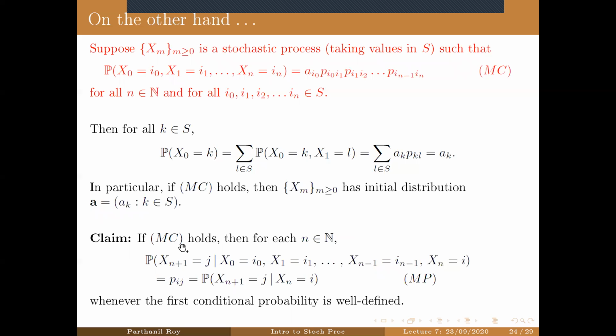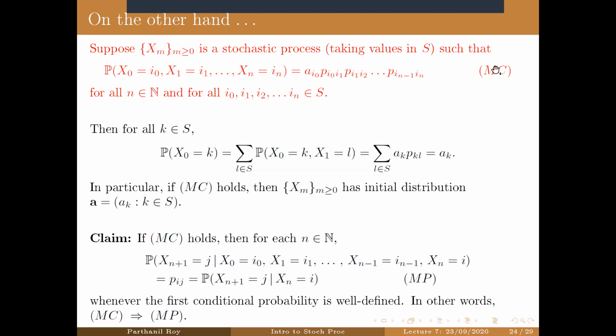Now we claim that if MC holds, then also MP holds. Of course, MP holds provided the conditional probabilities are well defined and so on. So we'll prove it, but let me give you the idea now. The idea is that we got this MC from MP. If MP holds, then we've calculated these joint probabilities. And now we will see that if MC holds, then MP holds.